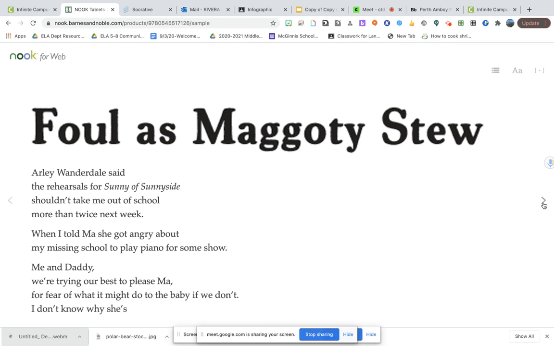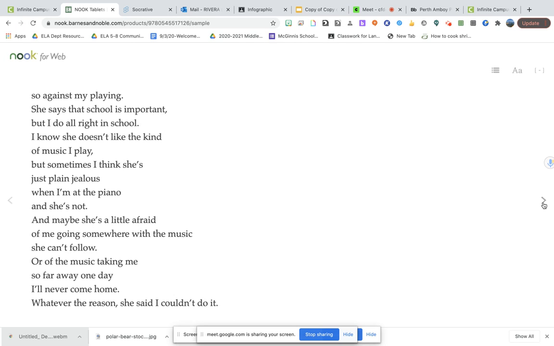Me and Daddy were trying our best to please Mom, for fear of what it might do to the baby if we don't. I don't know why she's so against my playing. She says school is important, but I do all right in school. I know she doesn't like the kind of music I play, but sometimes I think she's just plain jealous when I'm at the piano and she's not. And maybe she's a little afraid of me going somewhere with the music she can't follow, or of the music taking me so far away one day I'll never come home.